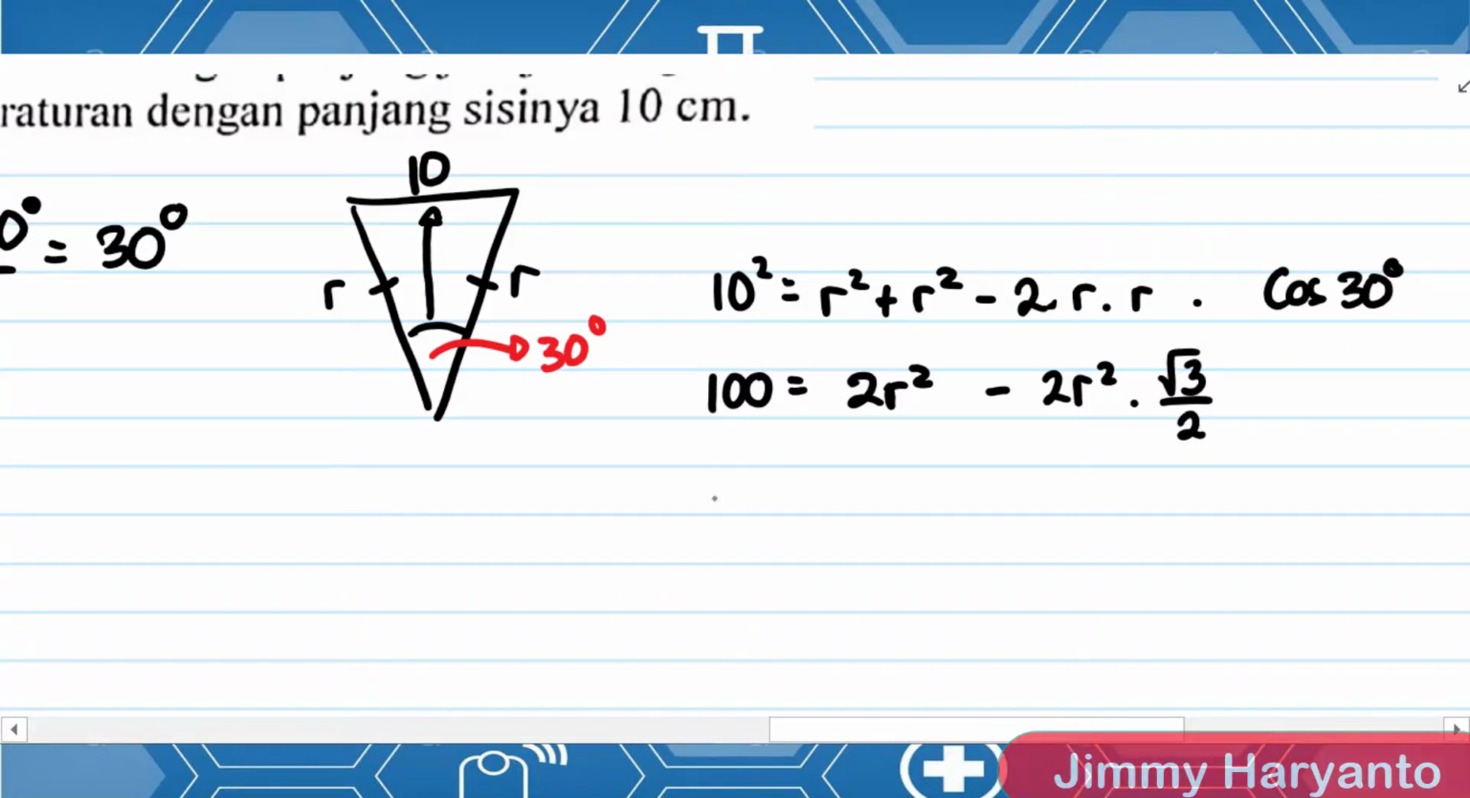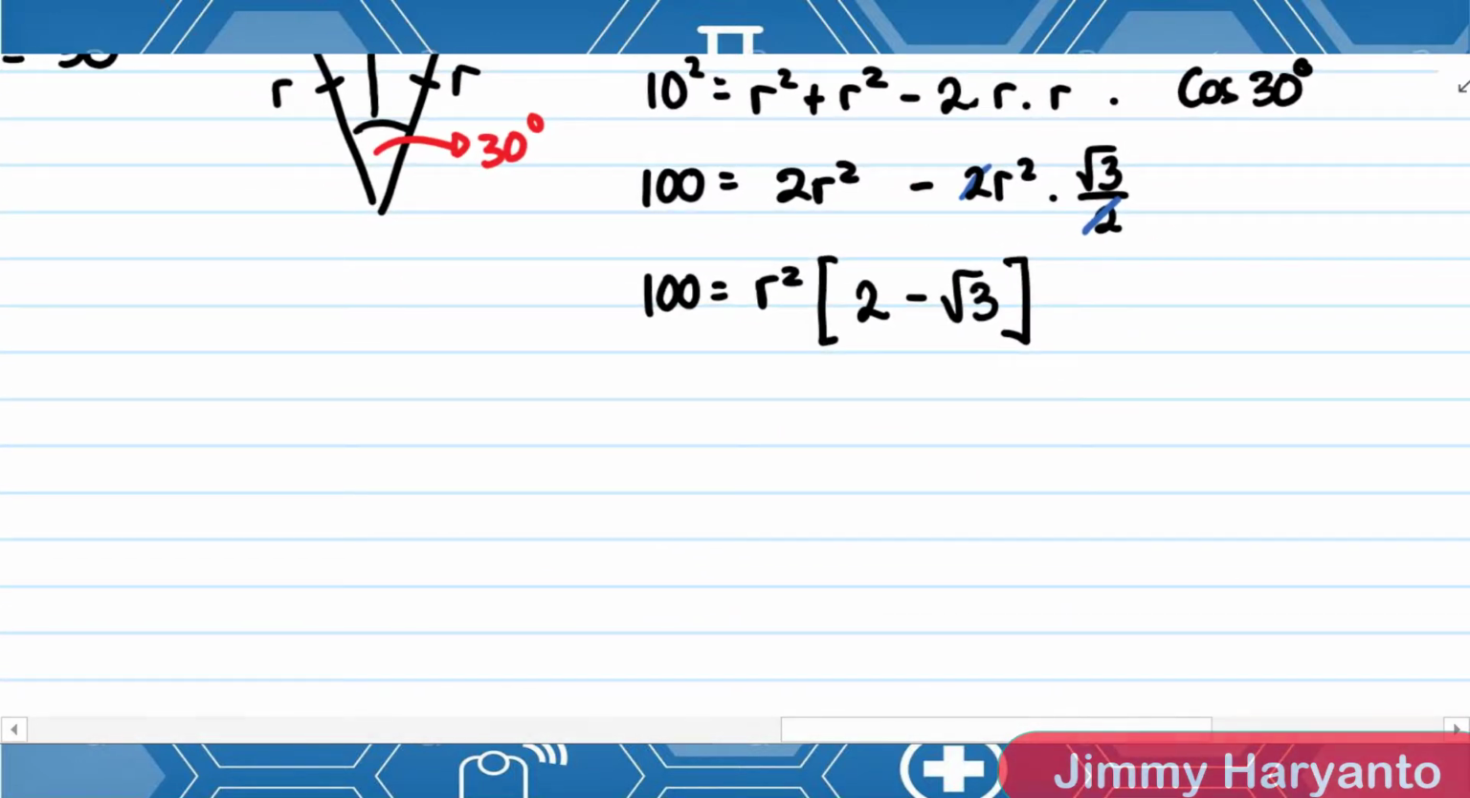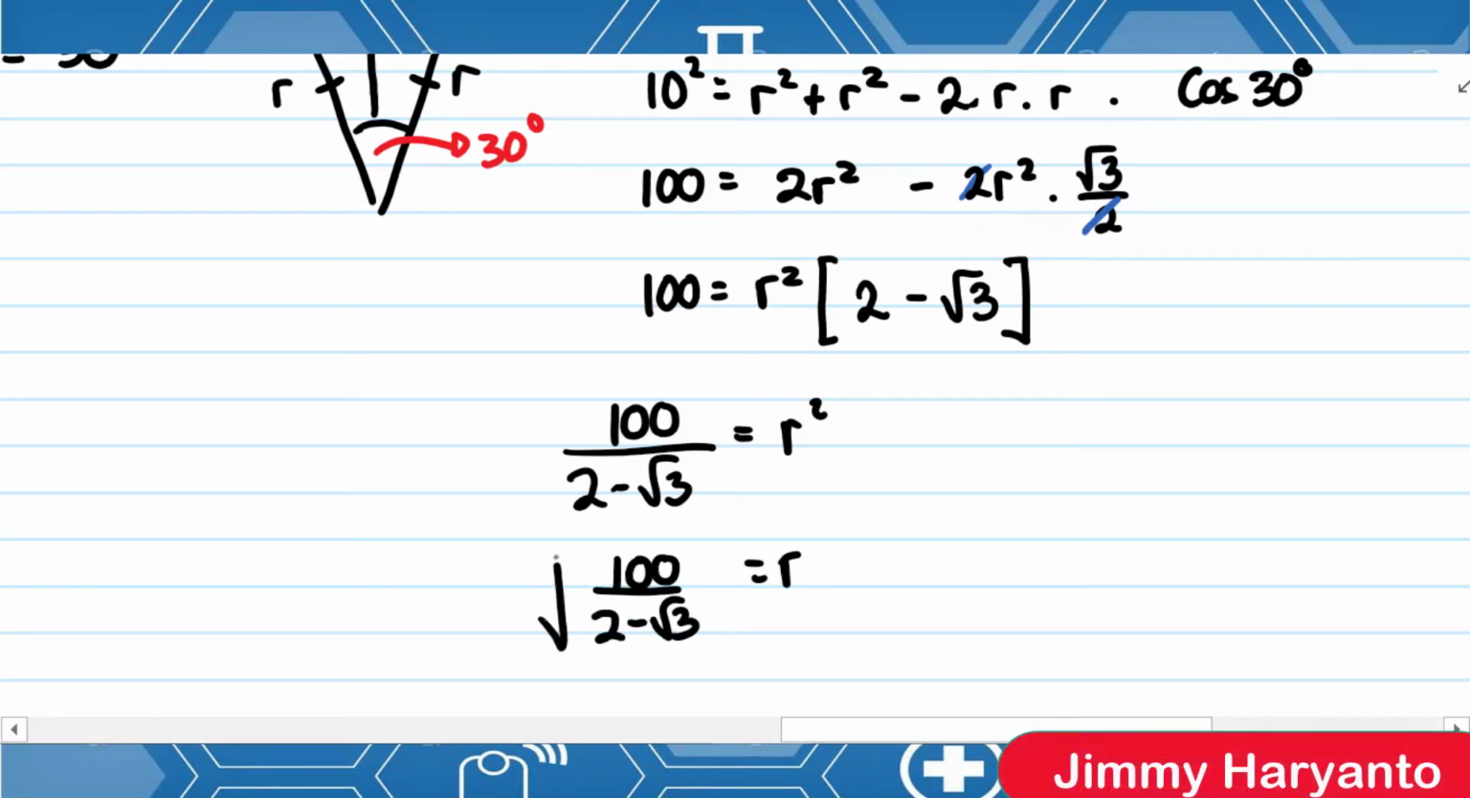Okay, after that I can factorize the r squared. So the r squared comes out in the bracket: 2 minus, you can cross out this, so it will leave us square root of 3 only. After that I will get the value of r squared first. r squared equals 100 over 2 minus square root of 3, and then the radius will be the square root of 100 over 2 minus square root of 3. Okay, this is the radius.